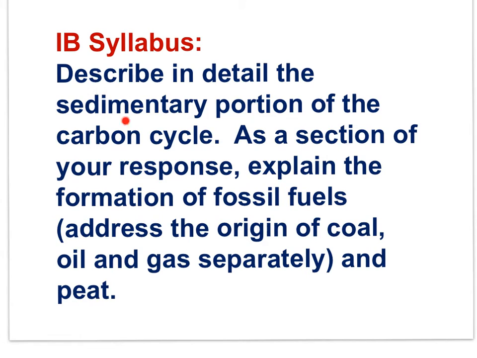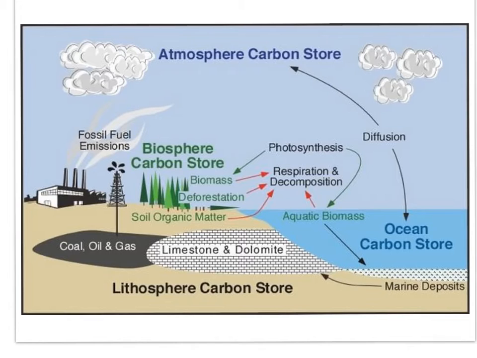Describe in detail the sedimentary portion of the carbon cycle. As a section of your response, explain the formation of fossil fuels and peat. You need to be able to address the origin of coal, oil, and gas separately, as all three are fossil fuel. In this image of the carbon cycle, notice that none of the storages or fluxes are quantified. This is a limitation of the diagram.